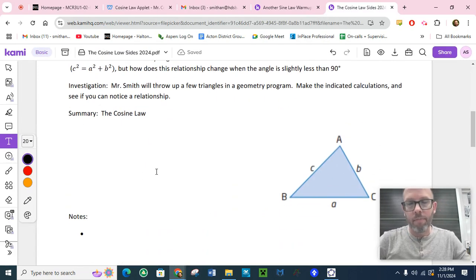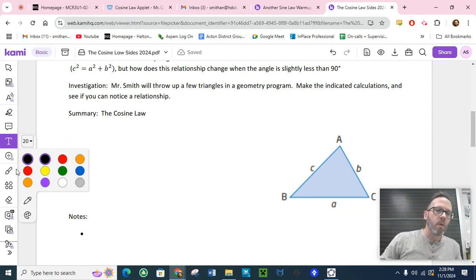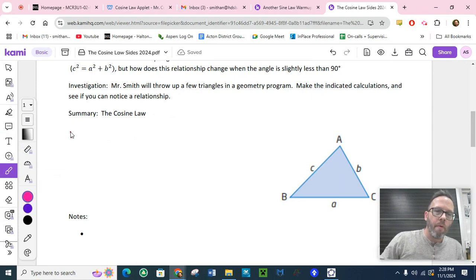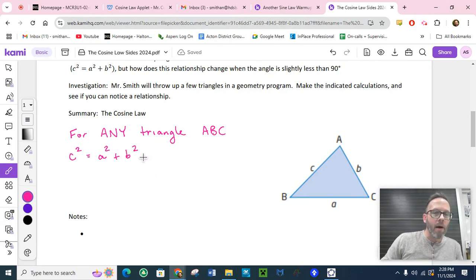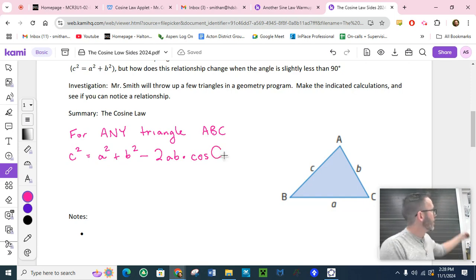The cosine law says this. For any triangle ABC, the following is true. C squared equals A squared plus B squared. That's only true for right angle triangles. But if we subtract twice the product of those two sides A and B, I'm going to use a dot for multiplication here, times the cosine of angle C. This is true for any triangle, not just right angle triangles.